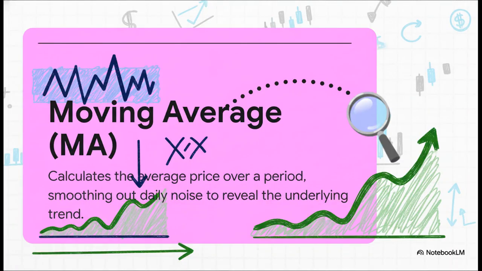So what exactly is a moving average? Well, at its heart, it's just an average price, calculated over a certain number of days. Let's say the last 50. Its whole purpose is to smooth out all those wild, day-to-day price swings and show you the real underlying direction of the market. It shows you the signal, not the noise.